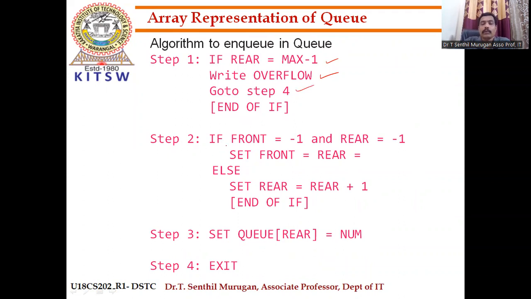Otherwise, we have to check whether front equals minus 1 and rear equals minus 1. If both are pointing to minus 1, it is initially empty, so we set front equal to rear equal to 0. Else, rear equals rear plus 1. We check this because we insert the element only at the rear portion, so the rear value we can set to 1.